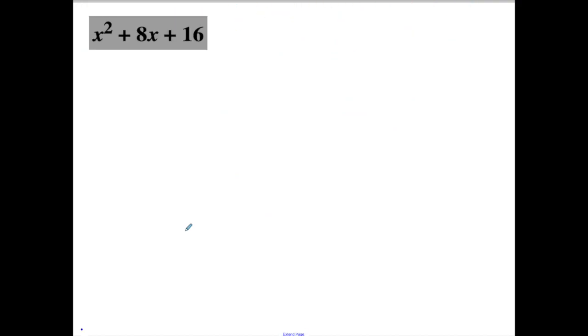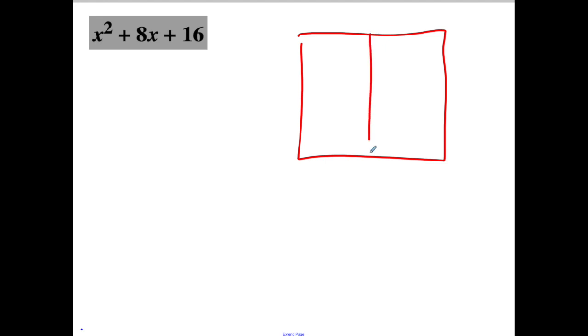All right, last one. I decided to close on a light note here. So again, we build our box, and we have x squared, and we have 16. So the first thing I notice is that this is a perfect square. It's 4 times 4, in addition to being 1 times 16.